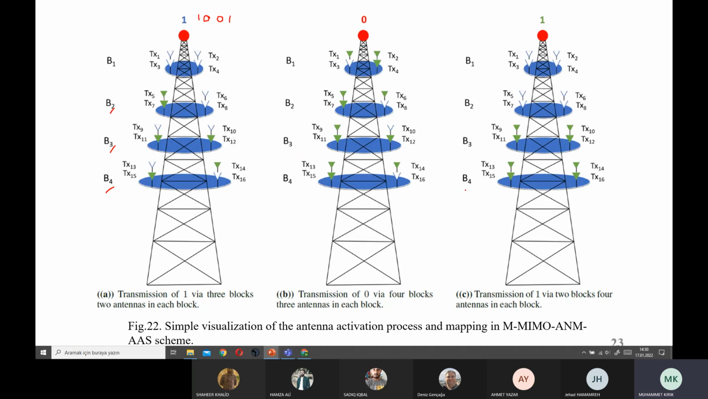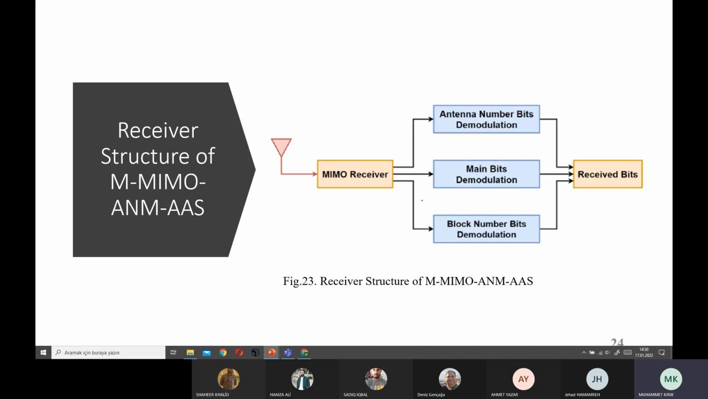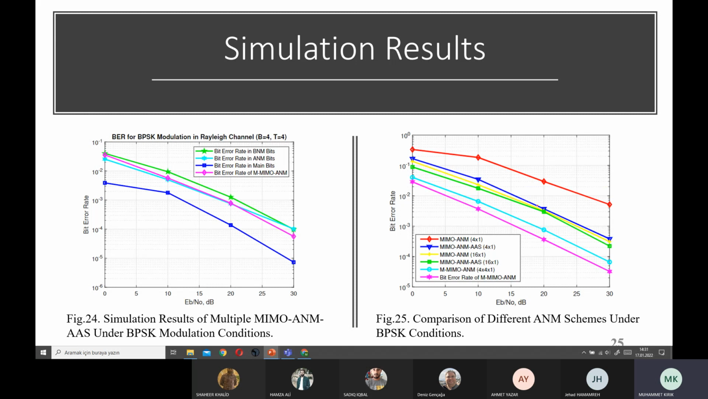So at the receiver, we are basically adopting the same receiver structure as the plain MIMO-ANM. We are demodulating the antenna number bits by using a maximum likelihood detector, demodulating the main bits. But in addition to those, we also have another bit group which we call the block number bits. We are also demodulating it by using a maximum likelihood detector, and eventually what we are coming up with is our receive bits. So when we do this on MATLAB, these are the results we get.